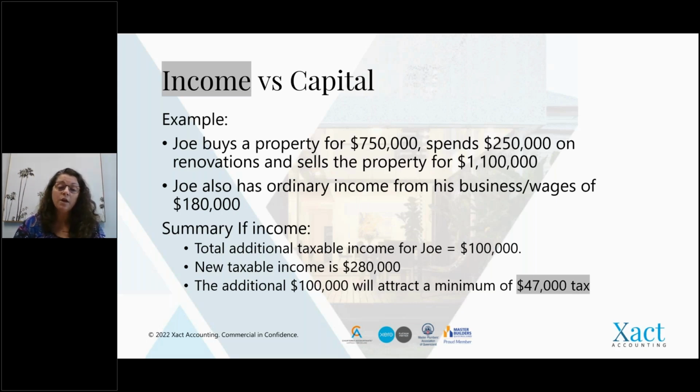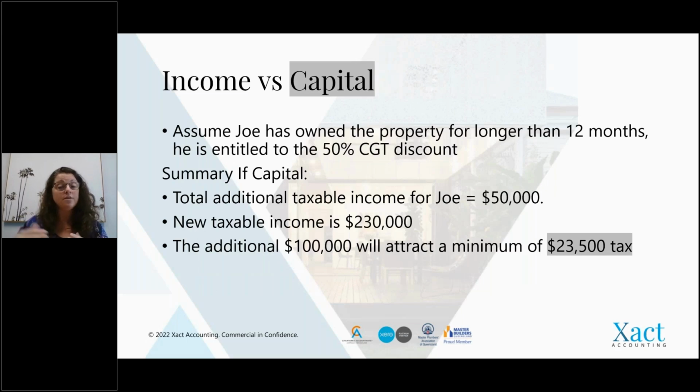If, on the other hand, we looked at this as a capital venture, so he's looking at keeping the property for a long term, he's done some renovations, yes, but the intention is to retain the property for 10 years and then potentially sell it. In that instance, he'll be entitled to the 50% discount. So when he does sell, he's only going to be assessable on 50,000, not the 100,000 we originally had. So that means he's only going to pay tax of about 23,000. So only less than 25% of his gain is actually going to be assessed as tax.